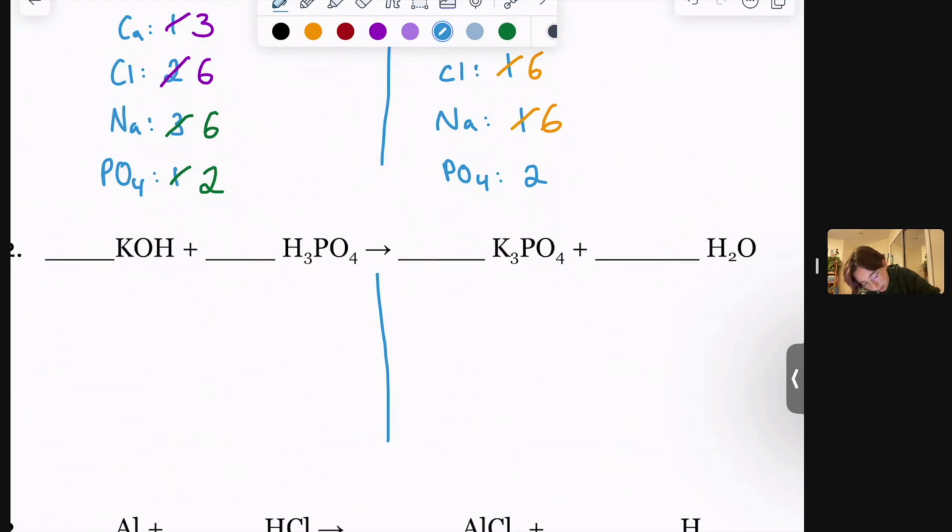So I'm going to count my potassiums on both sides. I'm going to count my phosphates on both sides because they're on both sides. But I can't count the hydroxide as a unit because there's no hydroxide on the other side. So then I'm going to separately count my other hydrogens and oxygens. And if this is confusing for you, then you can do all the elements. I just think it's easier if you don't. So let's see what we got.